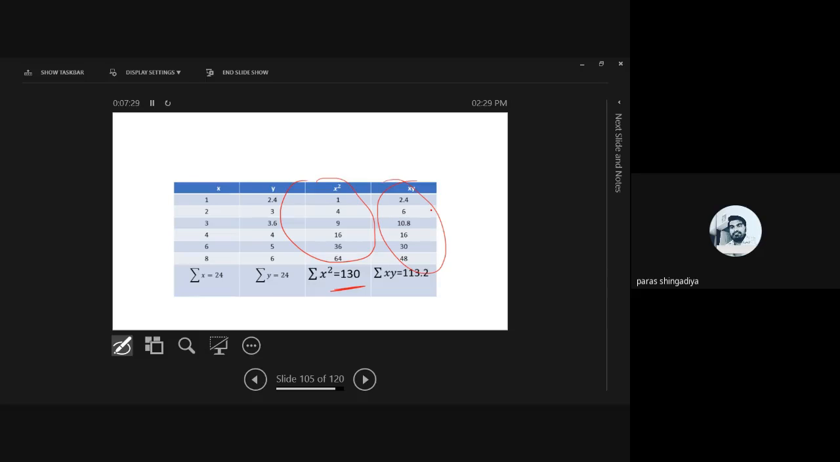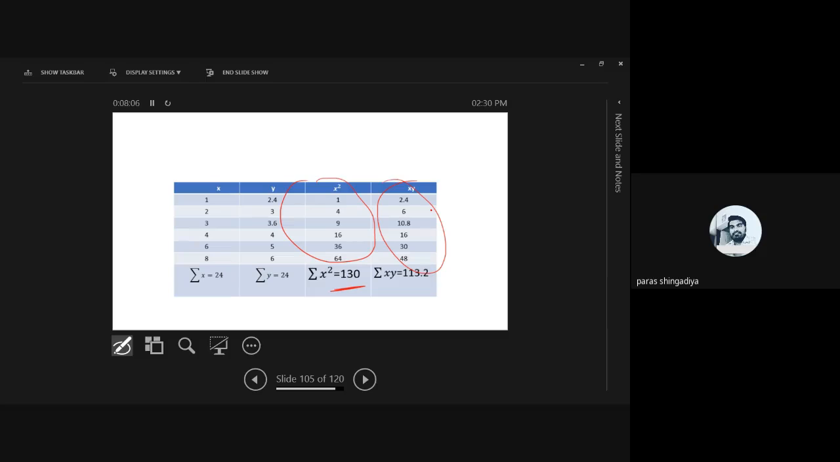And then find x into y to define sigma xy. Find the first xy column and then find its total. That will be the sigma xy. So, the product of x with y. So what's the output? 1 into 2.4 is 2.4. And after that, 2 into 3 will be 6. Clear? 3 into 3.6 will be 10.8. Clear? And so on. And then find its total. So the total will be 113.2. Clear? That is your second step.